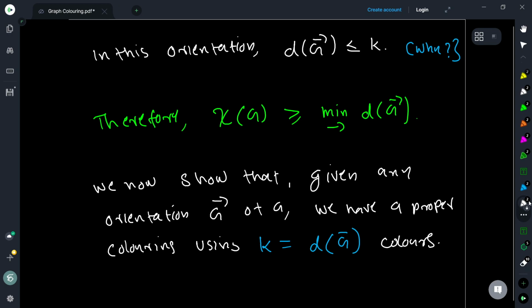Now, we want to give a coloring using D of G oriented.